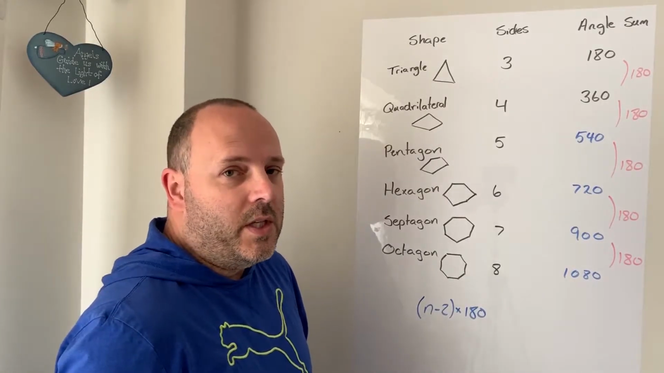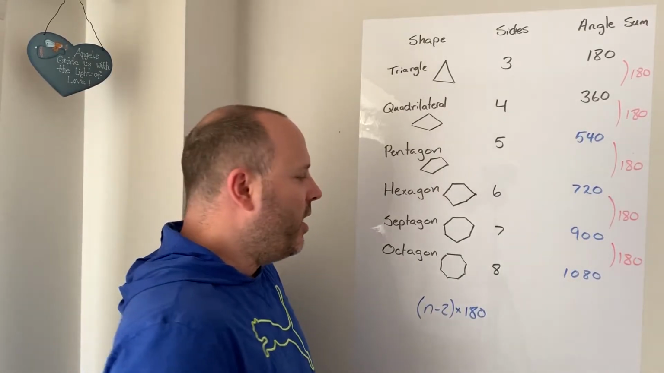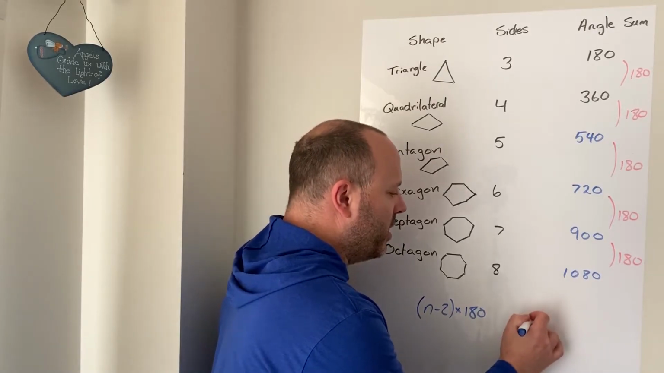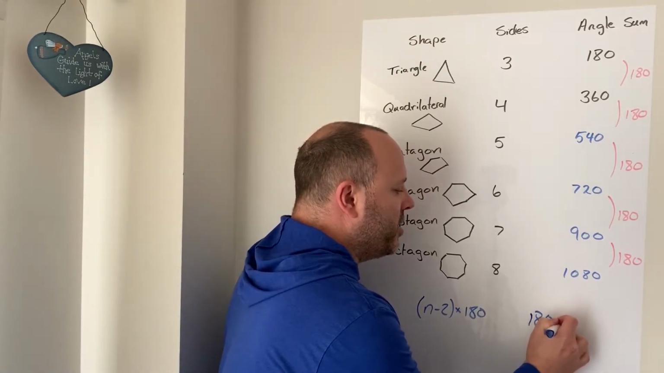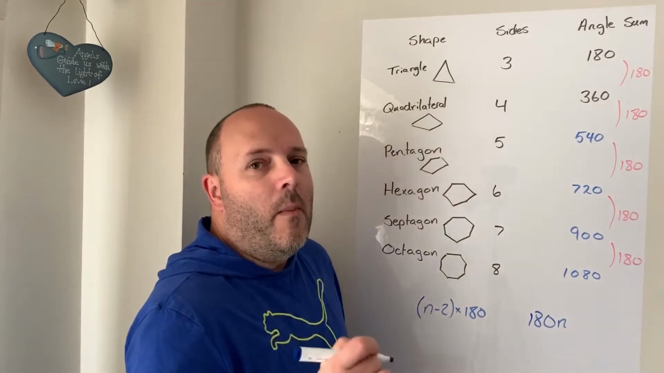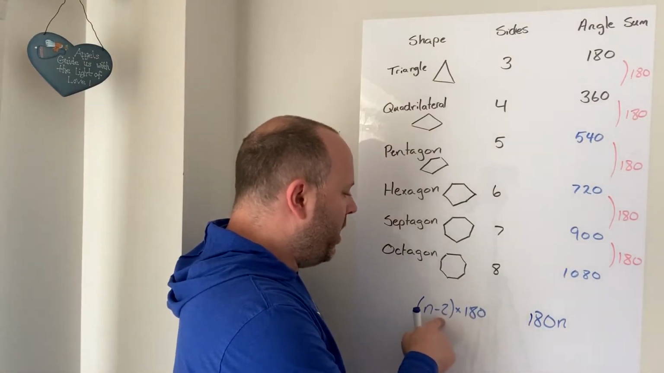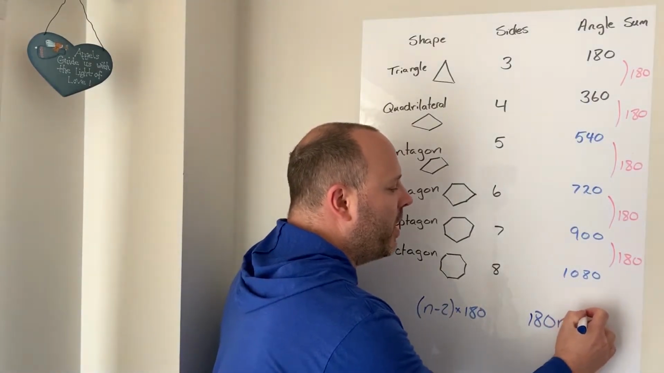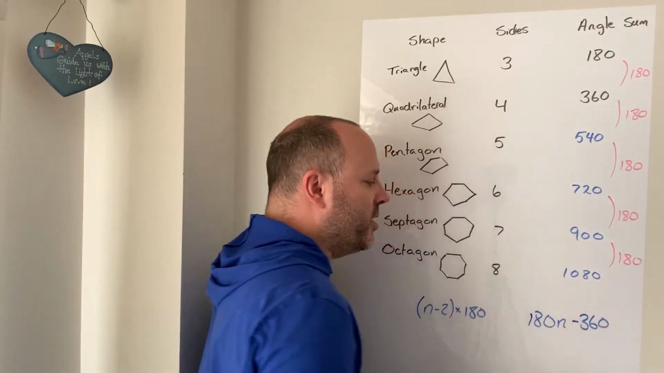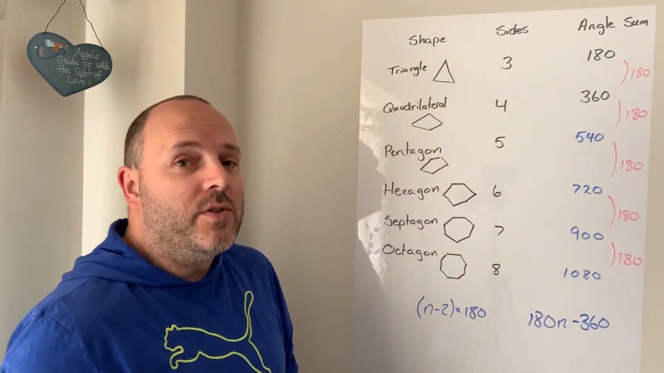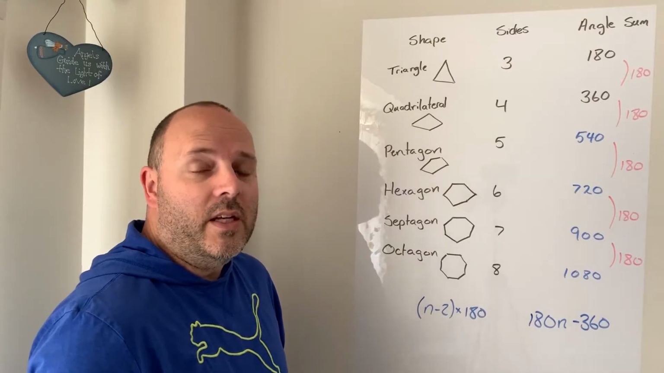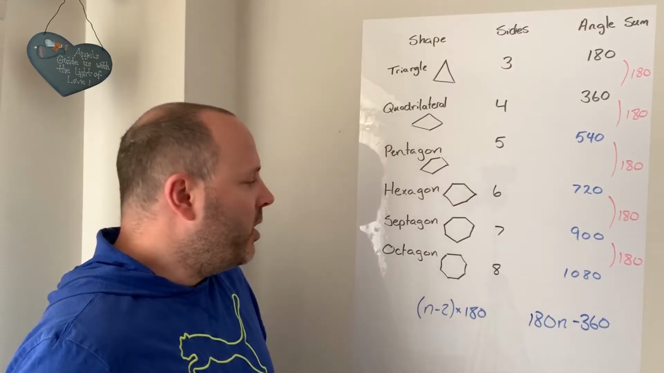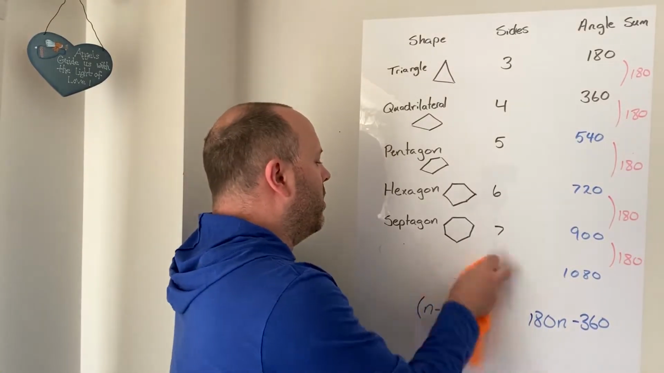Or if I use the distributive property to multiply that out, another way of looking at the formula is 180 degrees times the number of sides minus 180 times negative 2, so minus 360 degrees. Either one of those formulas would give me the sum of the interior angles for a polygon with n sides.